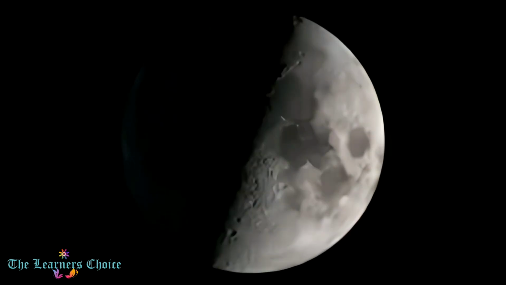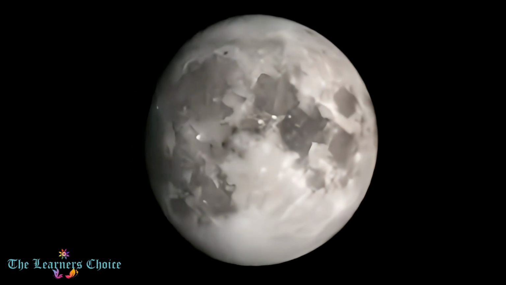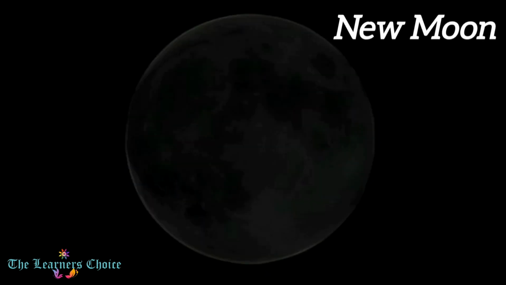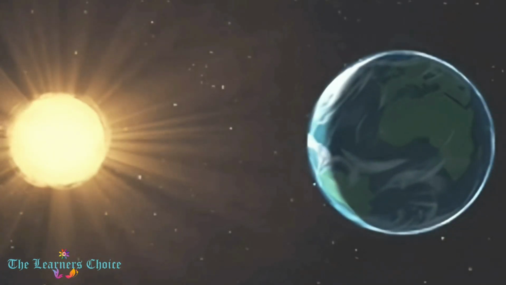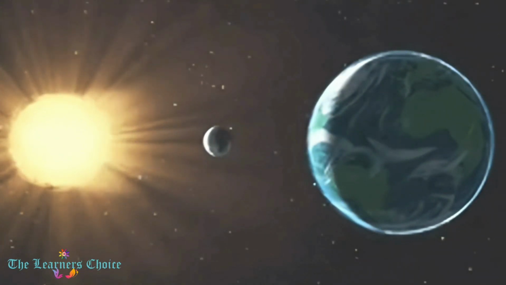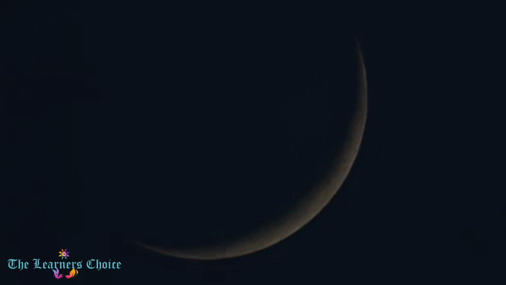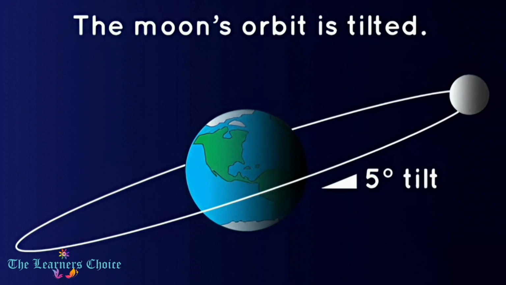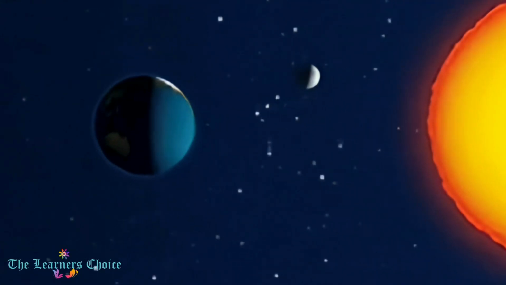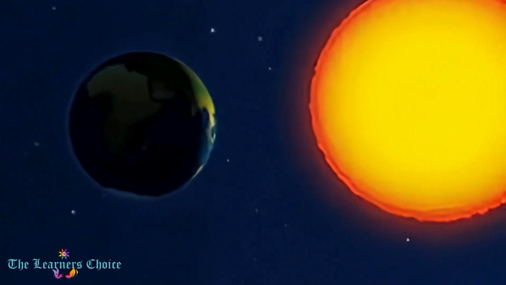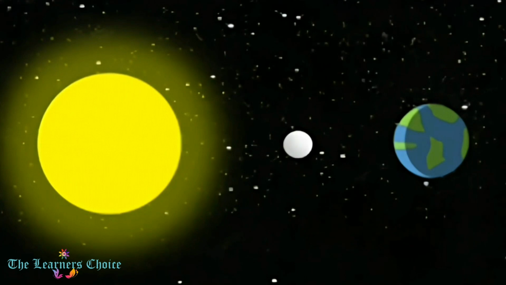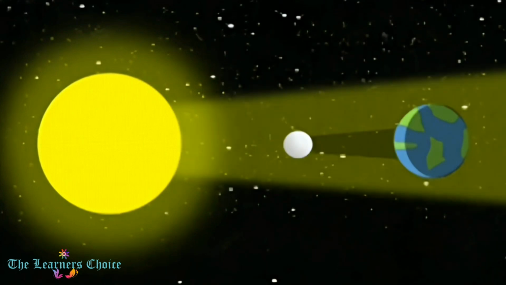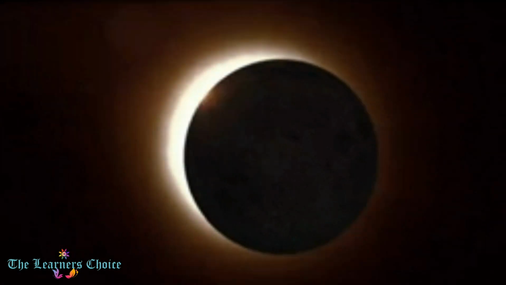Now let's understand all the 8 phases of the lunar cycle one by one. New moon. This phase happens when the moon is between the sun and Earth. This is when we can't see the moon easily at all because the part of the moon that is illuminated by the sun is pointing away from Earth. The moon's orbit around the Earth is tilted by about 5 degrees and it is usually either above or below the sun, but sometimes it lines up directly with the sun and creates a solar eclipse.